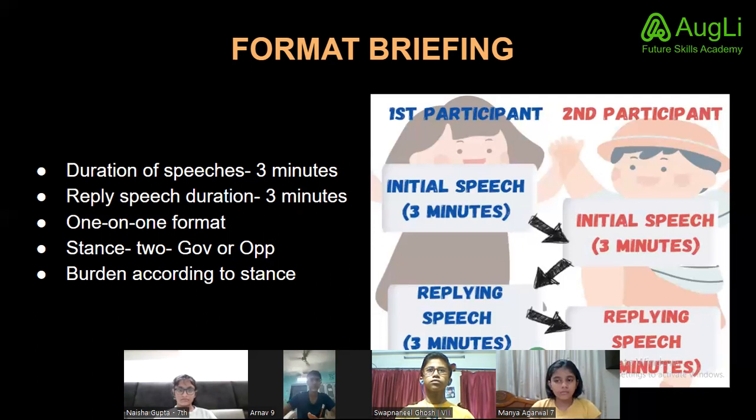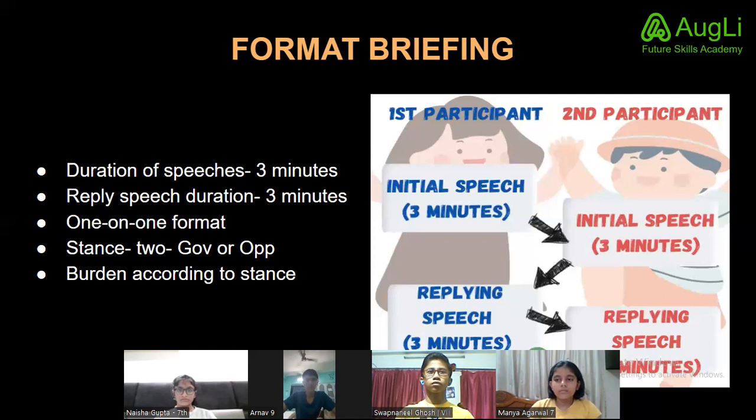So that's the structure. Whatever pointers there are here, I hope all of these make sense. Duration is clear. Reply speech duration again clear. One-on-one format because only two people in the debate room debating against one another. Stances are only two, government or opposition.